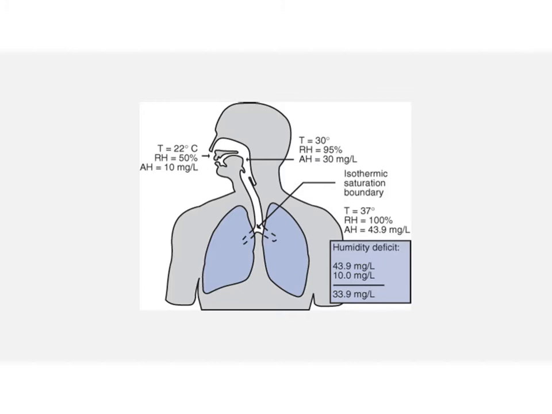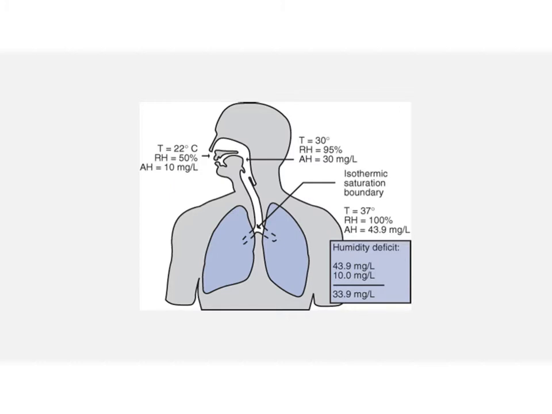So looking at our picture here, at the beginning of a breath, we are going to start the gas from the beginning of inspiration. So outside the body, before it goes into the nares, we have a temperature of, and this is just room temperature, 22 degrees Celsius. And then we have a relative humidity at 50% and an absolute humidity of 10 milligrams per liter.